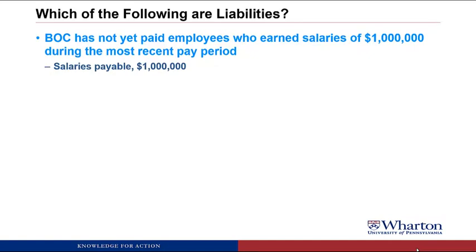The amount we owe is reasonably certain. And again, if there were any questions, the employees would surely let us know how much we owe them. So we'd have an obligation based on past benefits for $1 million, and we'd book a liability called salaries payable for $1 million.